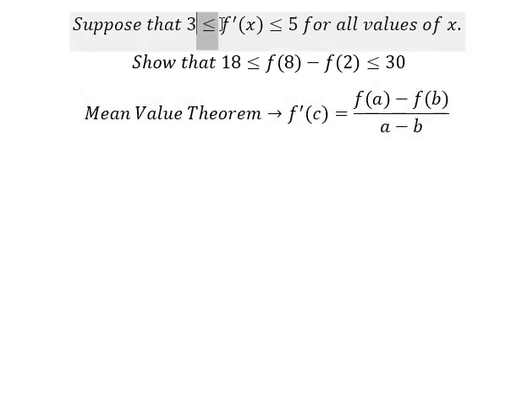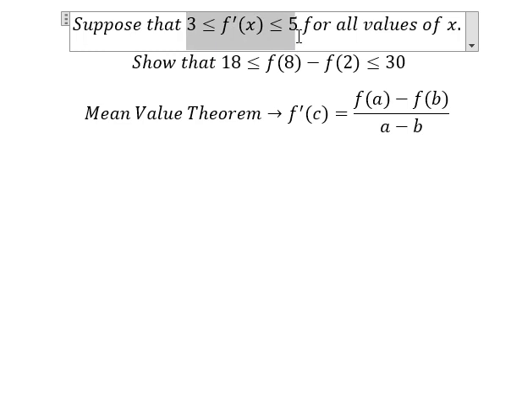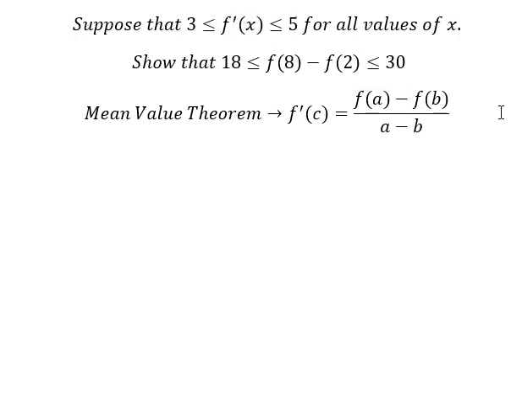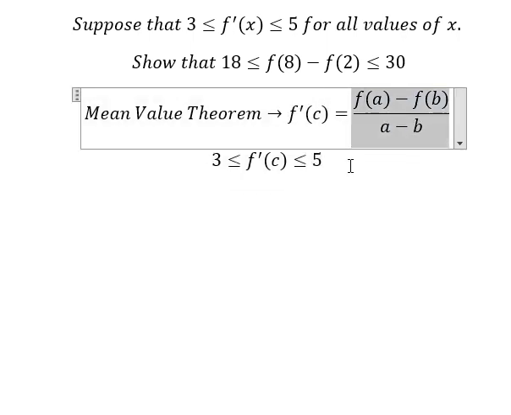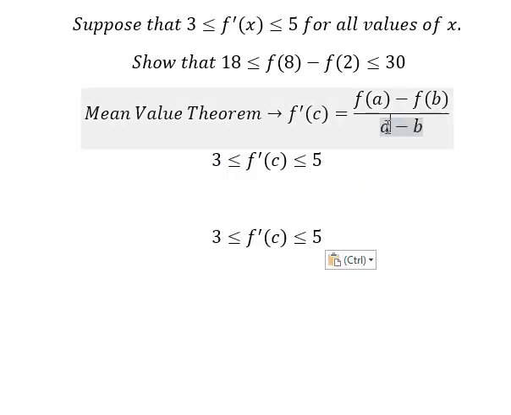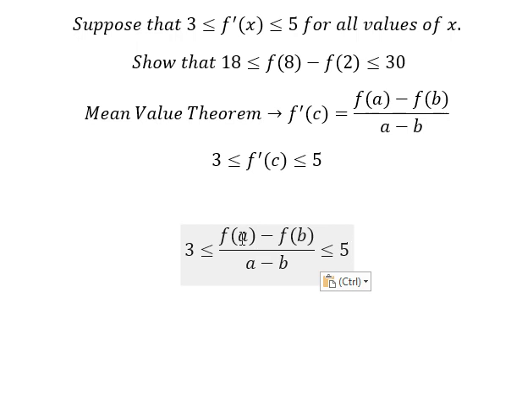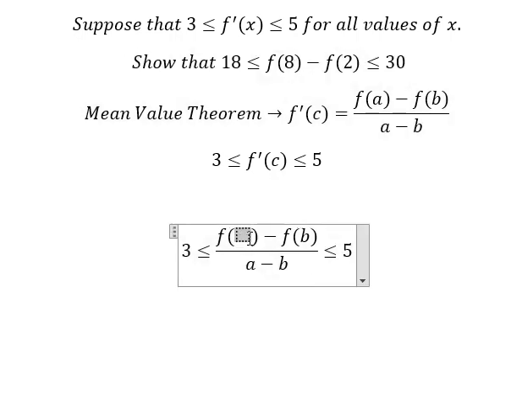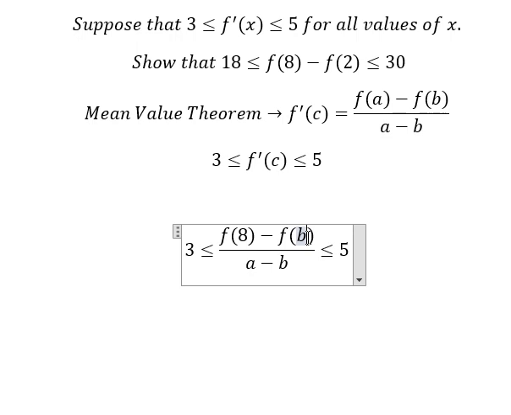So if we look carefully at this one, we can change this one into C. And now we transform this one into this one. We know that A in this situation is number 8, and B is number 2. So similar in here.